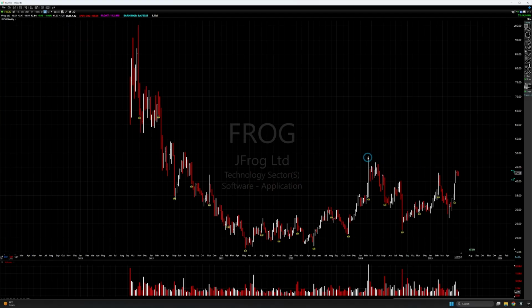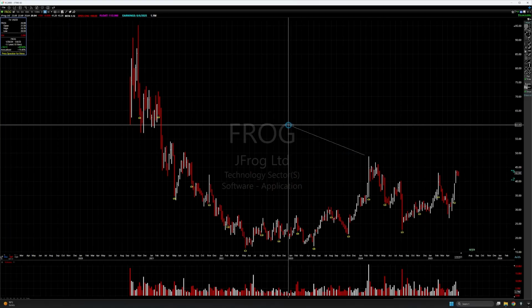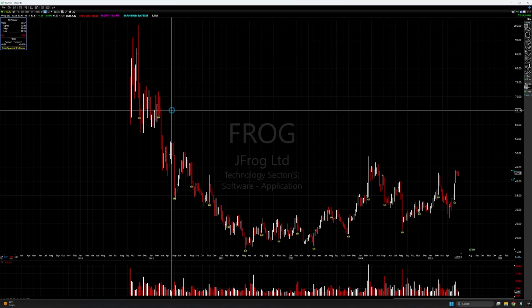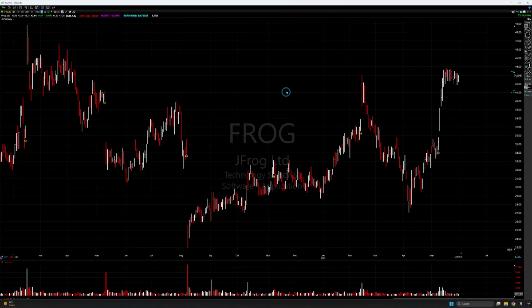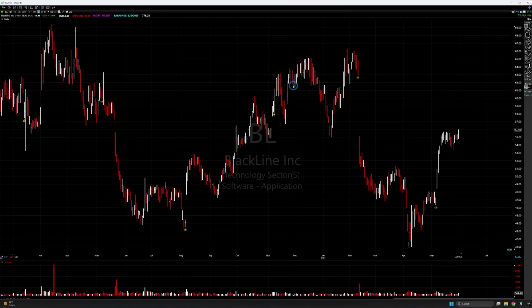So if we break that, obviously we have a little bit more consolidation right here, and then it's a very fast zone until about 65. But that's definitely not one of the best stocks that I'm seeing. So let's start with the good ones.